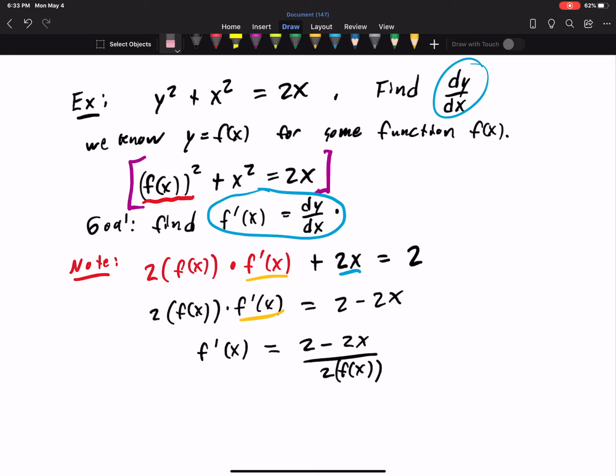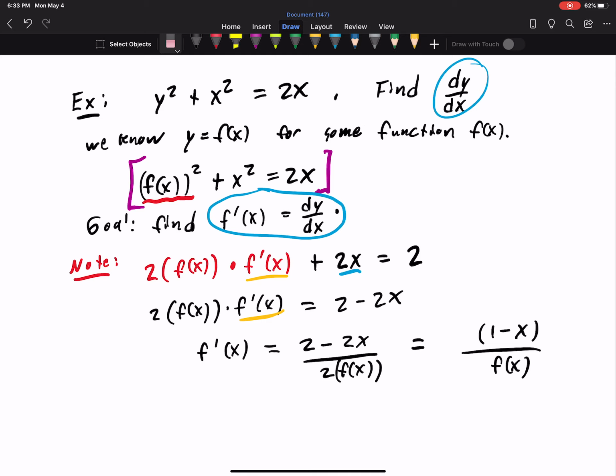Okay? So if I wanted to simplify this slightly, I would have 2 times 1 minus x, because I just factored out a 2. Then I have 2 in the bottom times f of x. I can kill off the 2's. I'll just erase them. Why not? Leaving you with that. And that's your derivative. All right? So that's kind of how you go about solving this.